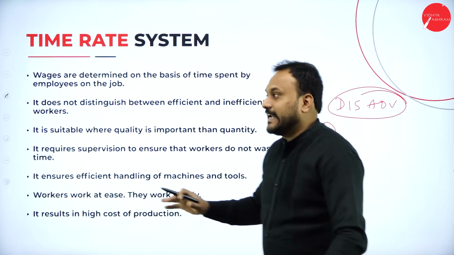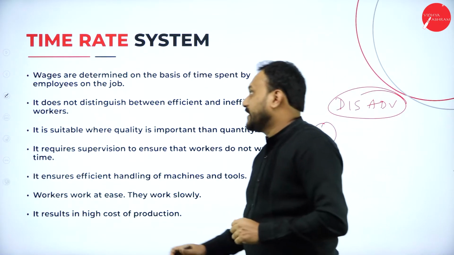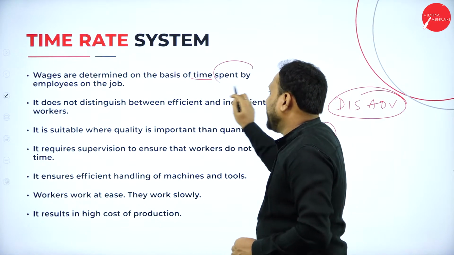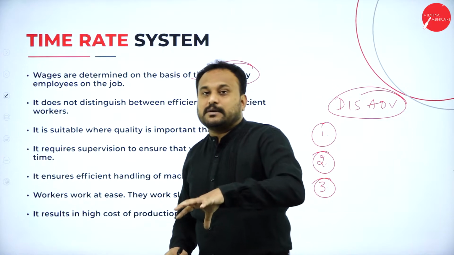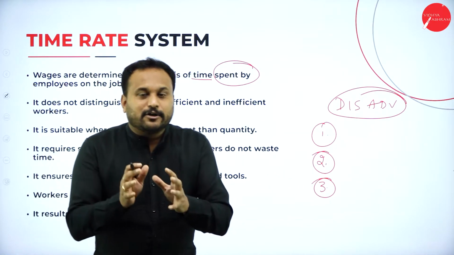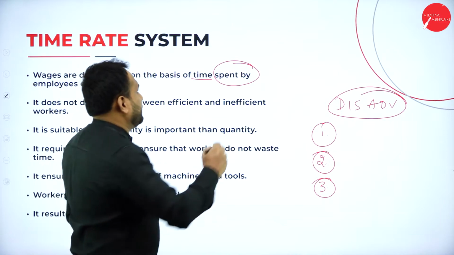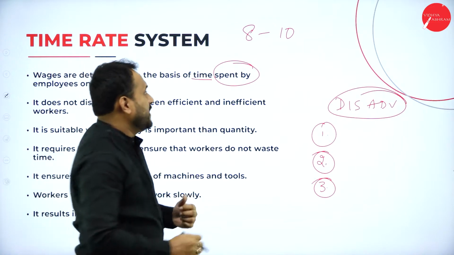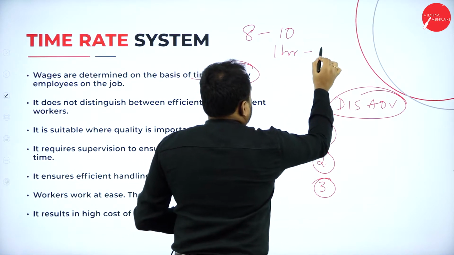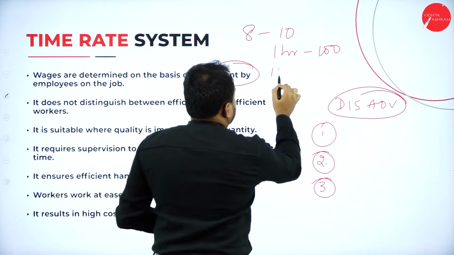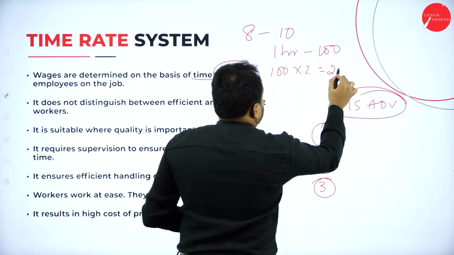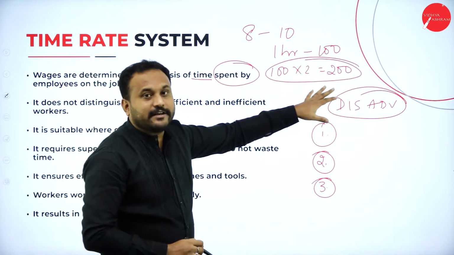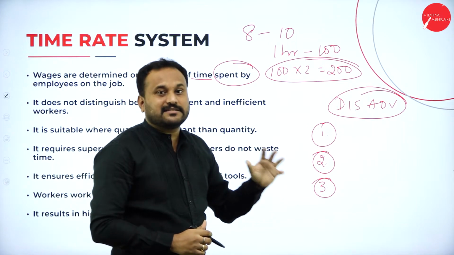So let's check what exactly happens in the time rate system. The first one here is, wages are determined on the basis of time spent by the employee on the job. For example, 8 o'clock to 10 o'clock. So 8 to 10 I'm working, that means 2 hours, and for 1 hour they are paying me 100 rupees. So 100 into 2, it is 200 rupees is what my wages should be for that particular day. This is what the time rate system is all about.